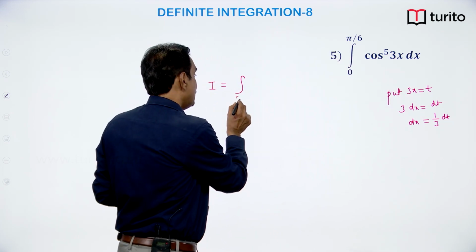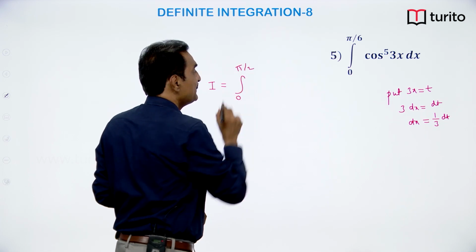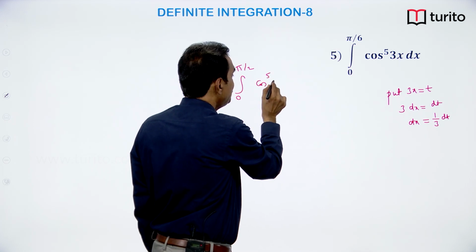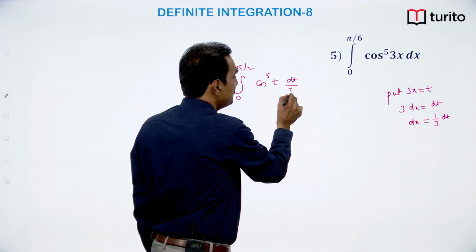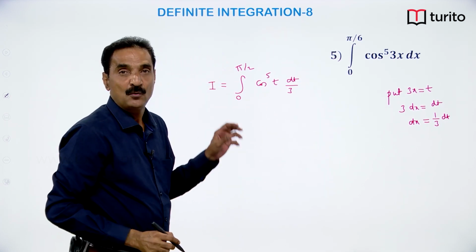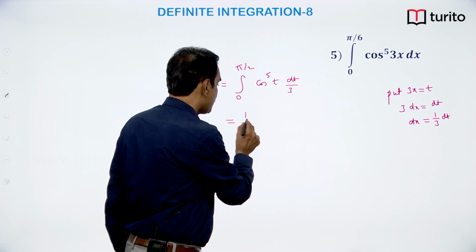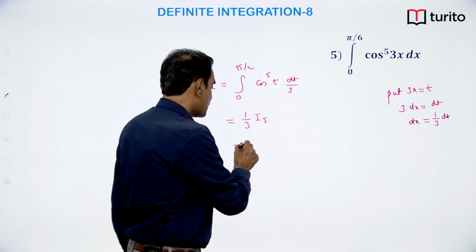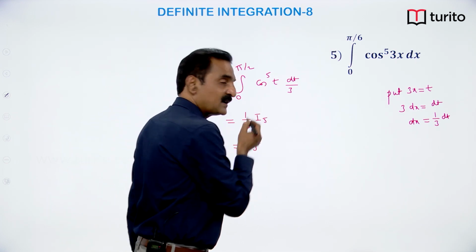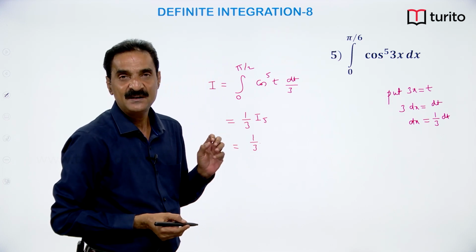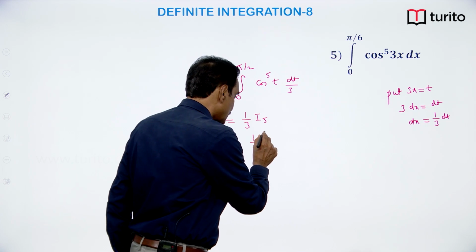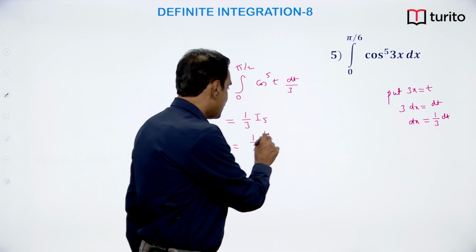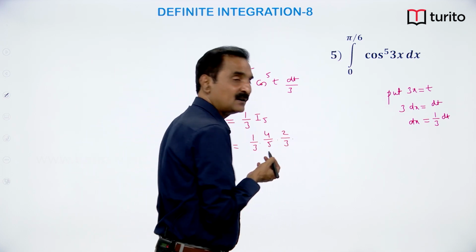Now, we got the standard limit 0 to pi by 2. And what is the function? Cos power 5 t into dt by 3. So, which is 1 by 3 into I5. We know how to calculate I5. It is 1 by 3 into what is I5? n minus 1 by n is 4 by 5. Subtracting 2 from numerator, 2 from denominator, you will get 2 by 3, that is all.